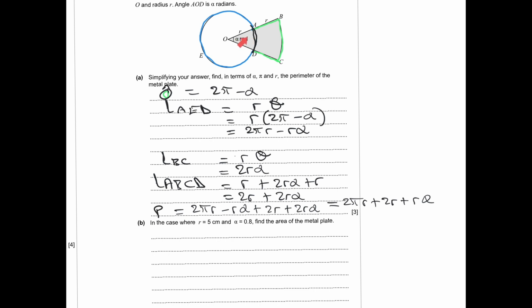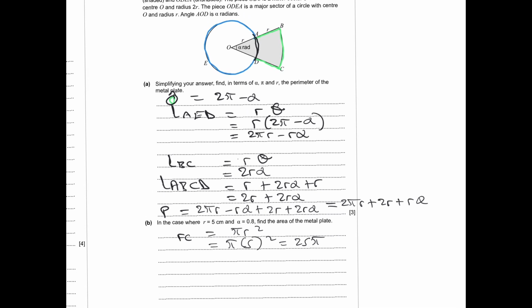OAD. So let's start by getting the easy one, the area of the circle, FC, full circle, which is pi r squared. My radius is given as 5 squared, so that will give me 25 pi. So that's what I'm having here. Now I'll need to find the area of the small sector here, which is AOD. Area of AOD.